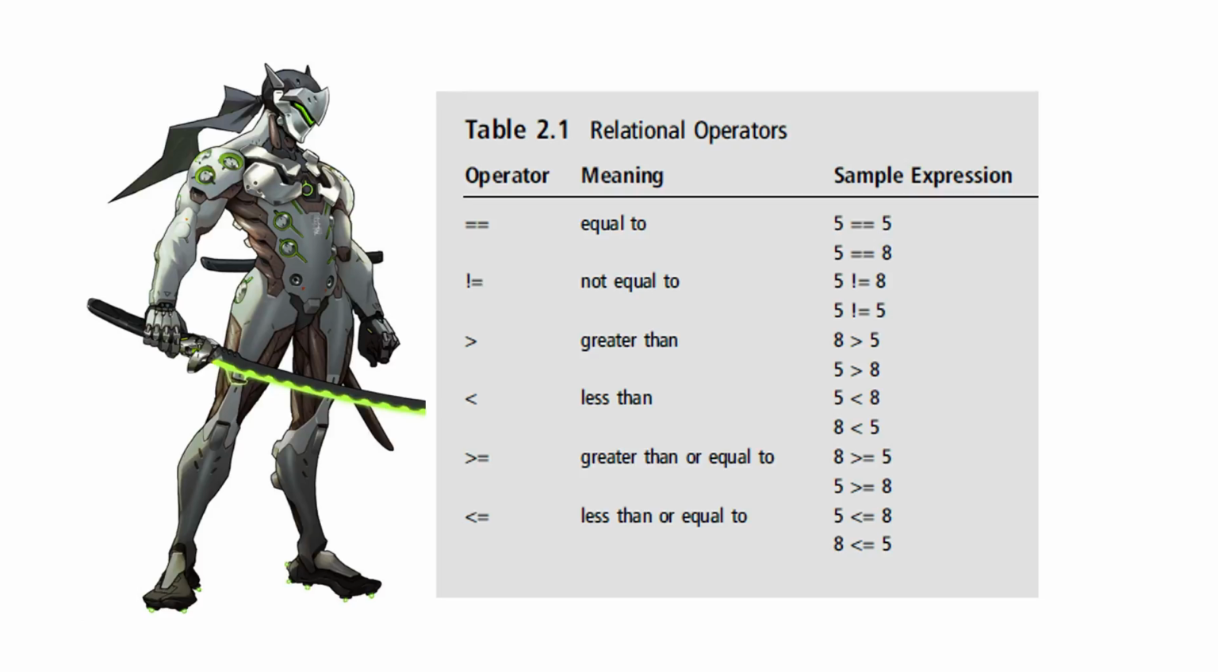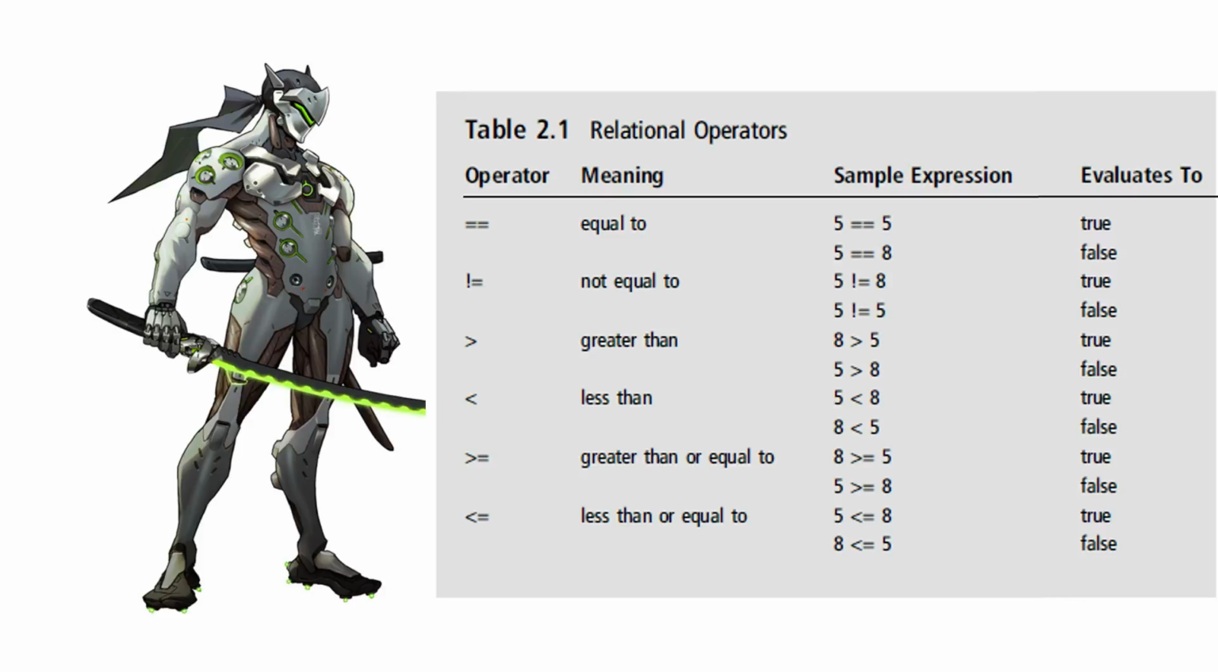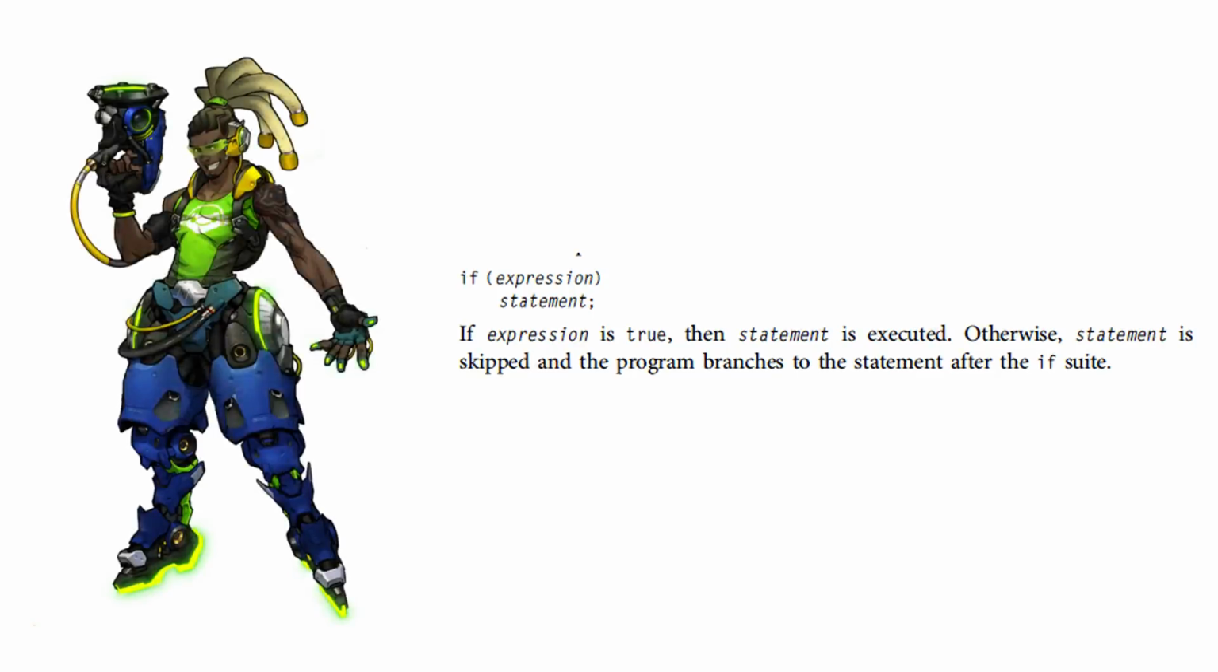Okay. 8 is greater than or equal to 5? True. 5 is less than or equal to 8? False. And the opposite. Pretty self-explanatory, right? You use these a lot in if statements, so let's talk about those a little bit. If you weren't sure, the answers are there. This is in the book.